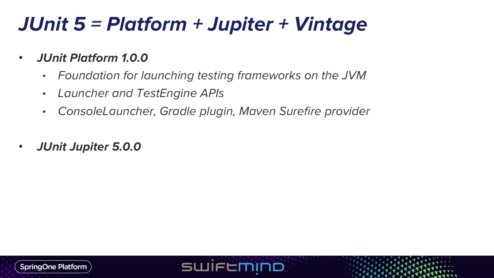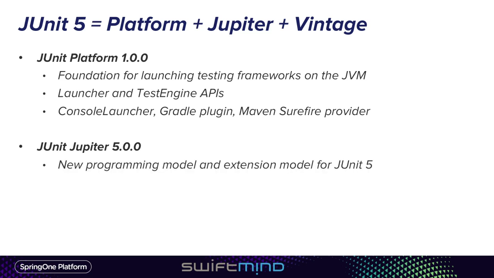JUnit Jupiter. So JUnit Jupiter 5.0 is actually the new programming model for JUnit 5. But it's also the new extension model for JUnit 5, so that's what you're going to be using the most as a developer. And then JUnit Vintage, we had some different ideas about what to call it. Basically, it's all the old stuff, the legacy, or what will eventually be legacy. So everything that runs now with JUnit 4, we call that JUnit Vintage, and we have a test engine that integrates all of your existing code, existing tests into the JUnit platform.